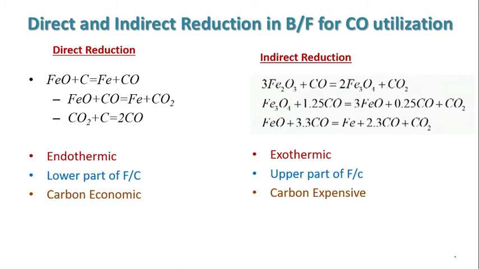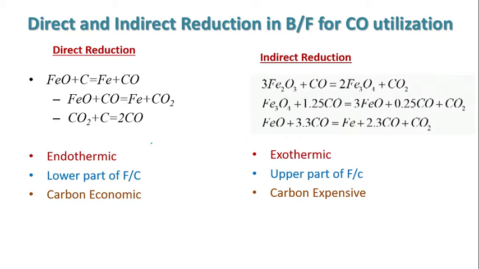So we have some idea about direct and indirect reductions. What is direct reduction? Direct reduction means reduction by carbon. Let's have an example: FeO plus C gives rise to Fe plus CO. This reaction seems to take place with the help of solid carbon. But a solid-solid reaction doesn't last for long. Though it looks like a solid-solid reaction, it actually takes place by gaseous intermediates like carbon monoxide and carbon dioxide.